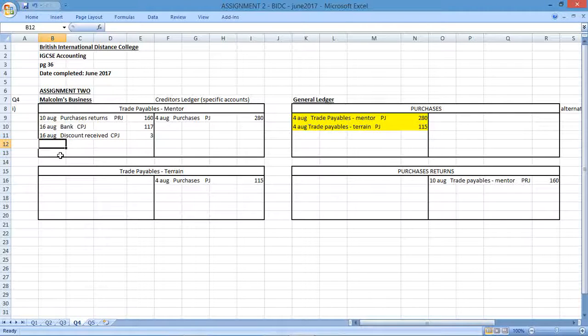Then the next line says day 24, Terrain, we paid them 50 from the bank. So bank here, paid them 50 on what date? On the 24th. So the 24th of August, bank is going to go down on the credit side and our liability is going to decrease on the debit side. And we paid Terrain 50.